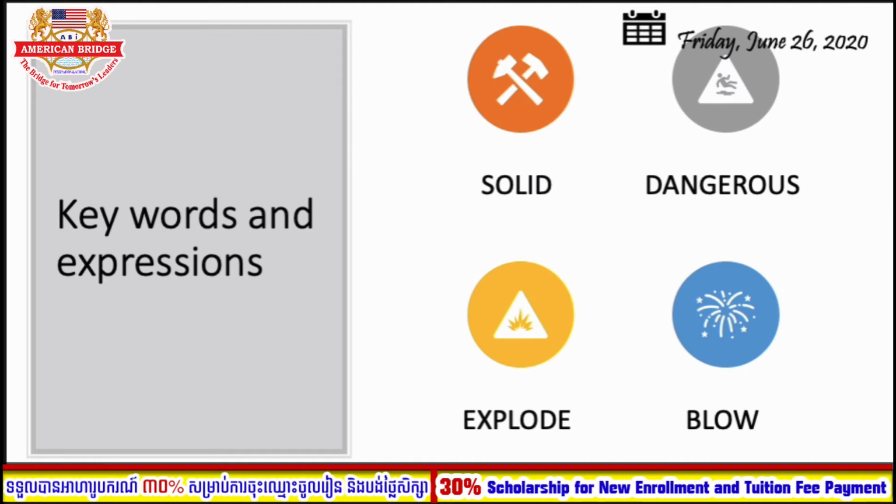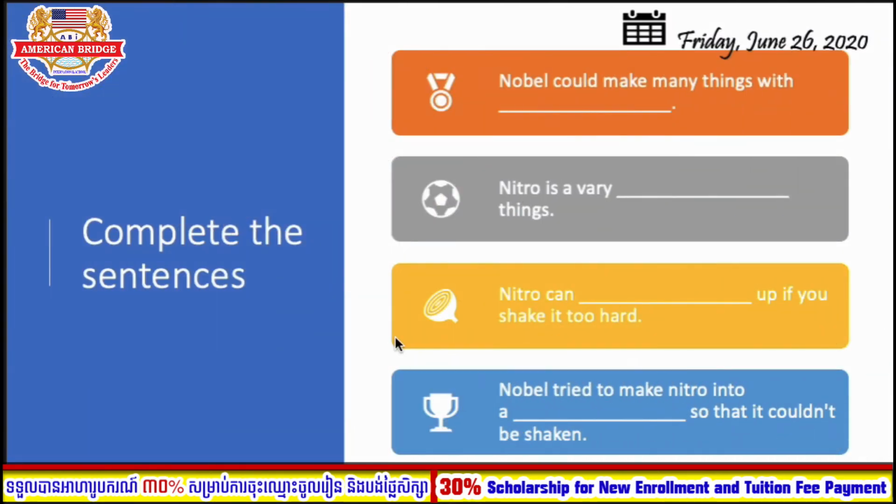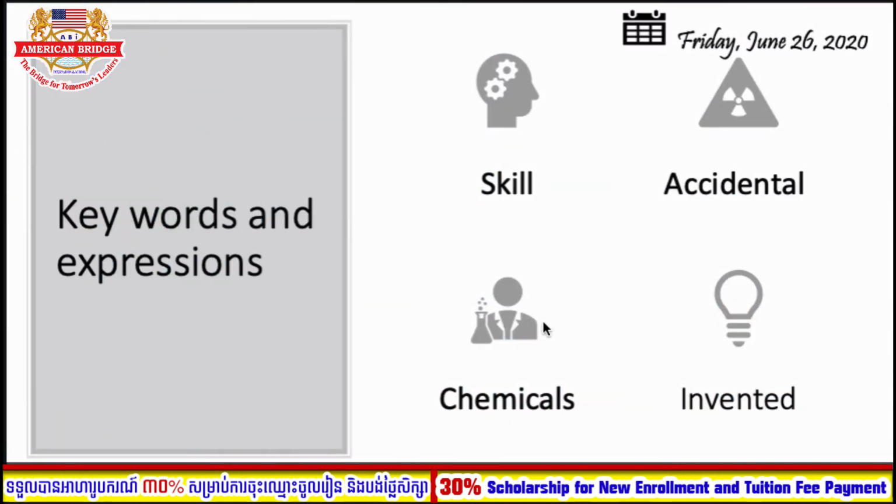So if you already learned this, let's practice some exercises. Here, complete the sentences. You need to use the words you studied from the previous slide. Those are 8 words. Let's start with the first one. Nobel could make many things with chemical. Okay, so with chemical.